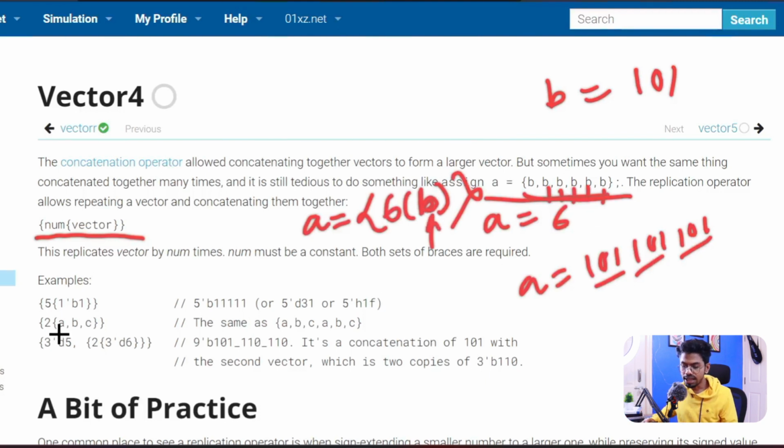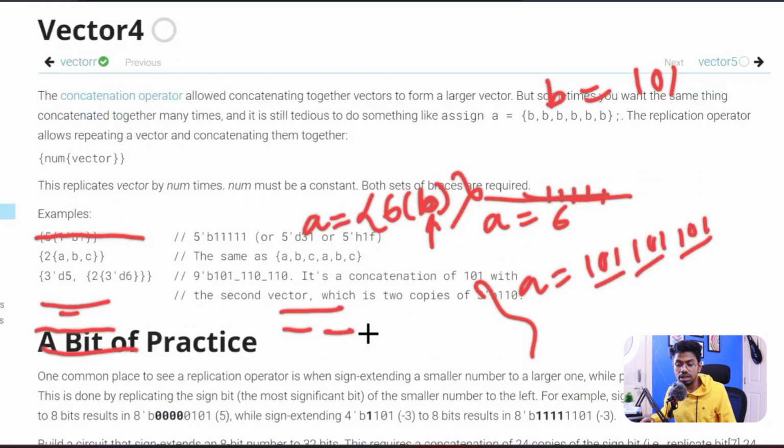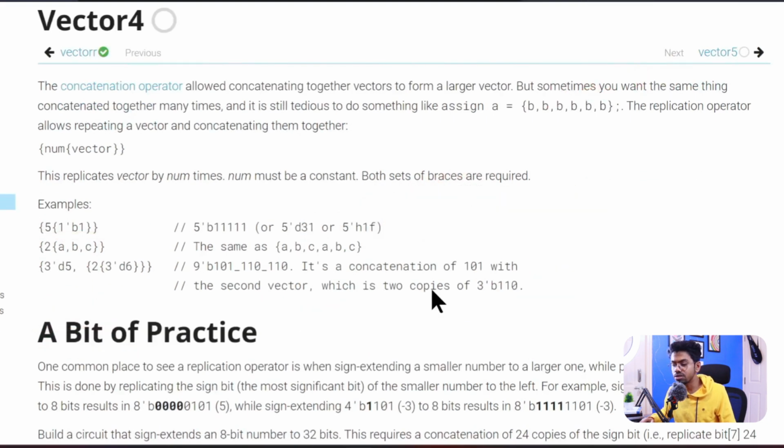Now here they have given some examples also like this. Here what is happening is abc will come 2 times, and here this thing will come 5 times. So I hope you are getting these things. Now the question is what is the application of it? The application we will get from this question solving.